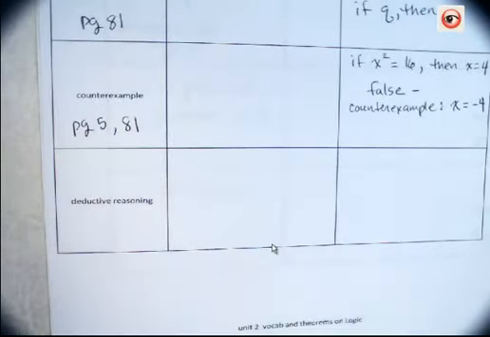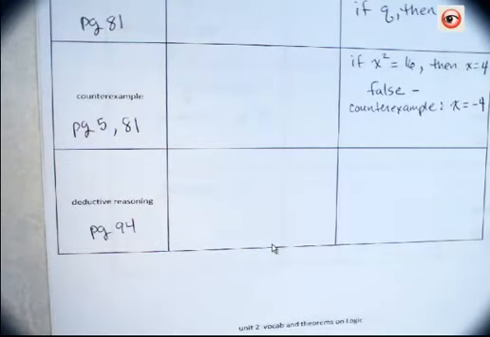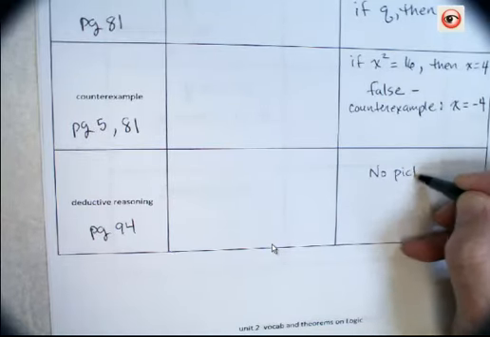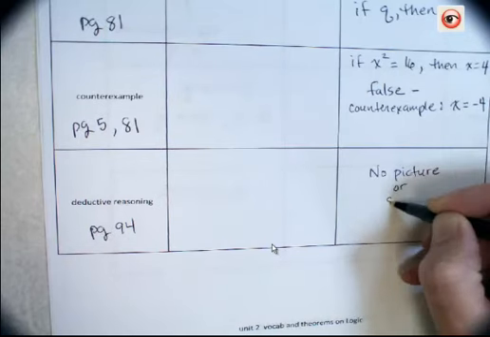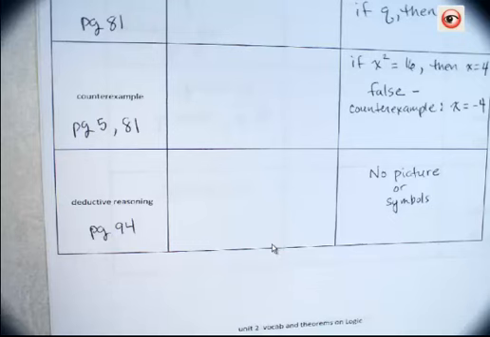Okay, deductive reasoning. Last one on this page. Deductive reasoning, by the way, is found on page 94. And inductive reasoning is based on patterns. We learned about inductive reasoning. But deductive reasoning is coming up with conclusions based on facts. There is no picture I can provide, and there's no symbols. So no picture or symbols can be given for deductive reasoning.